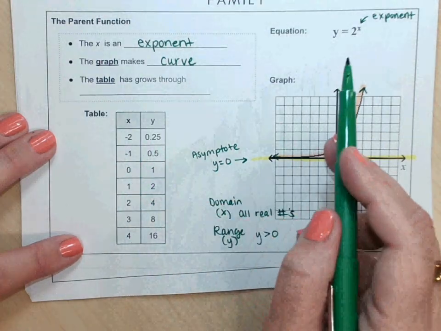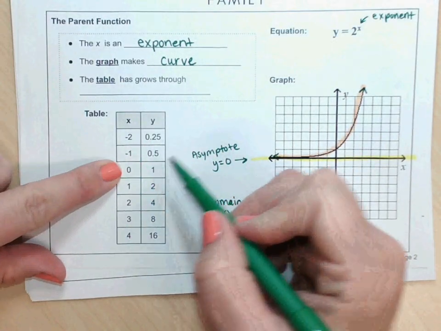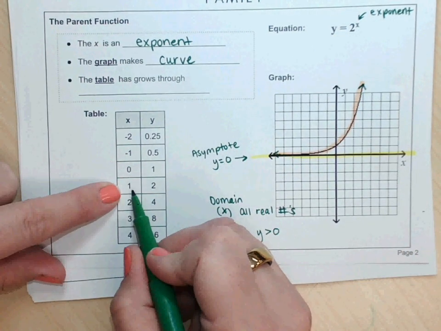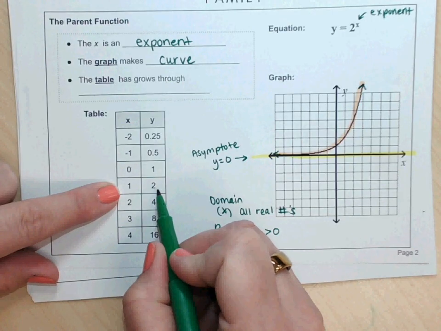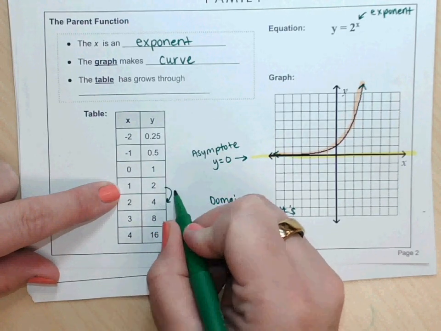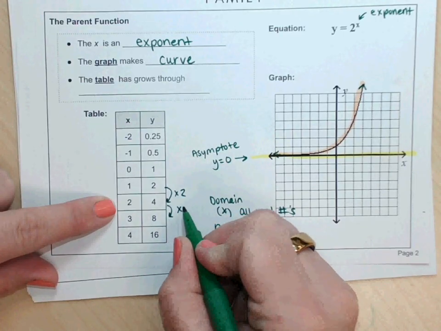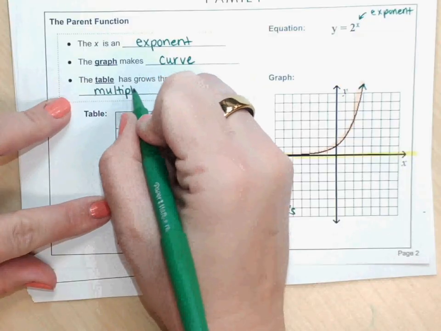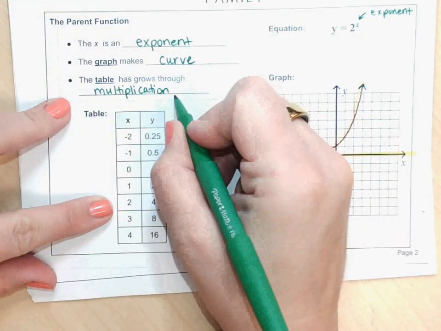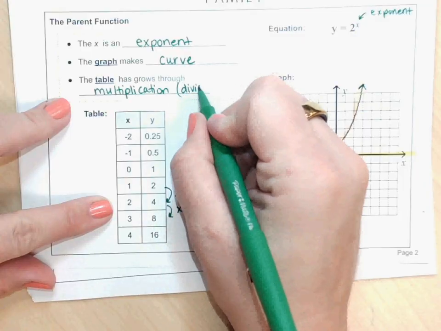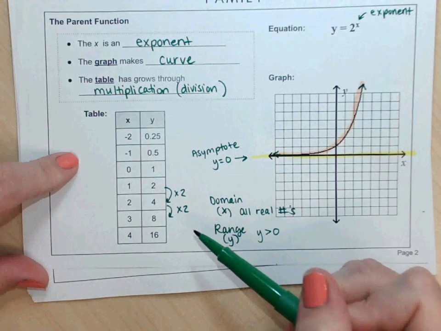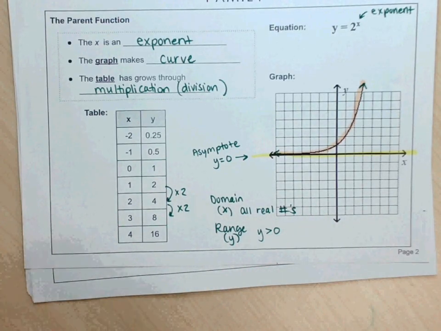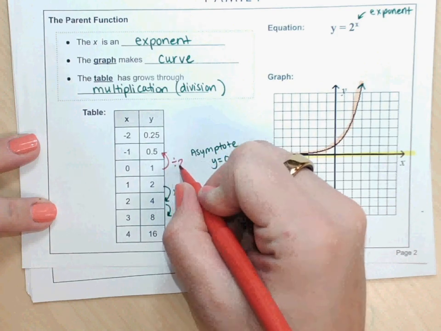Here is the table for that. So if I were to plug in a 1 for this equation, it would be 2 to the first power. 2 to the first power is 2. And what I can see is that to go down this table, I would have to multiply by 2. The table grows through multiplication. However, sometimes it grows through division. So in this case, since we're multiplying by 2 to move down every time, if I wanted to move up the table, I would just divide by 2.